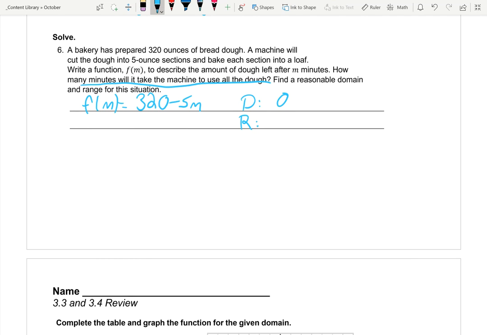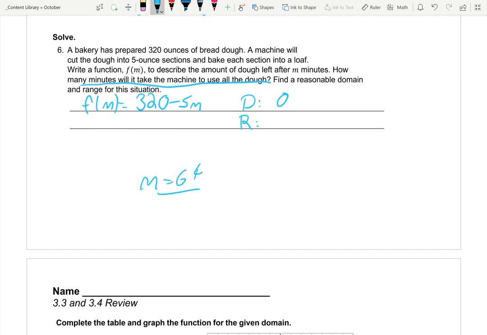So we could have 0 minutes, essentially, right? Because then at 0 minutes, we know we could plug that in. We would have 320 ounces of dough. But our max, we can't just go on forever because at some point we run out of dough, right? At some point we run out of dough, and that's what we just found out in the previous question, which I believe was 64, right?